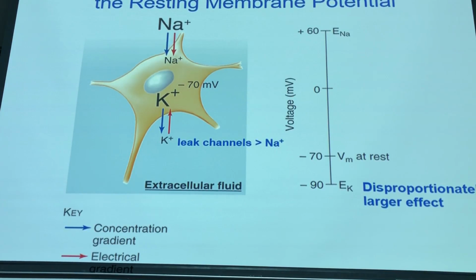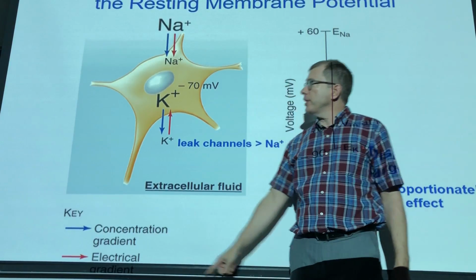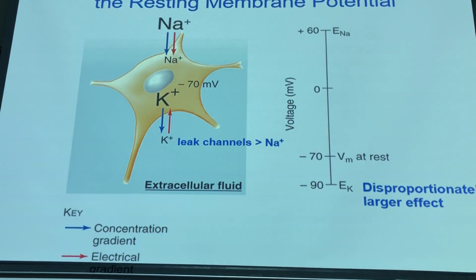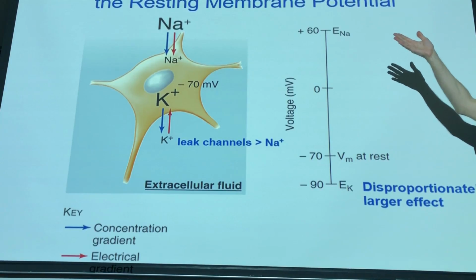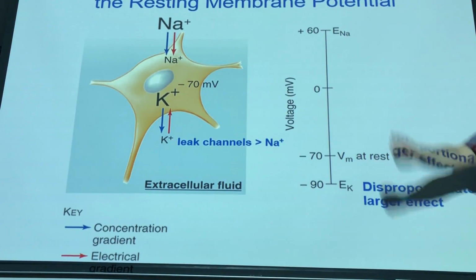Okay, so this is a different way to look at it, but we've kind of seen this idea that resting membrane potential is due to a concentration gradient, and it's due to an electrical gradient. And like any vector, it's going to be influenced by magnitude and direction, okay?